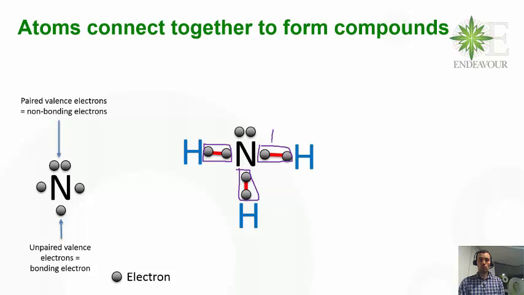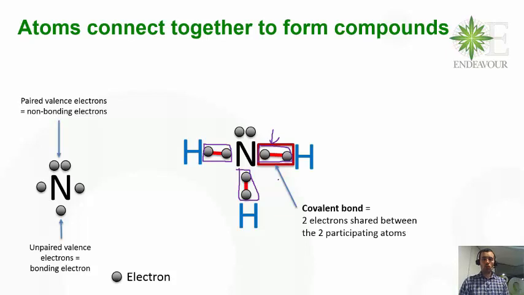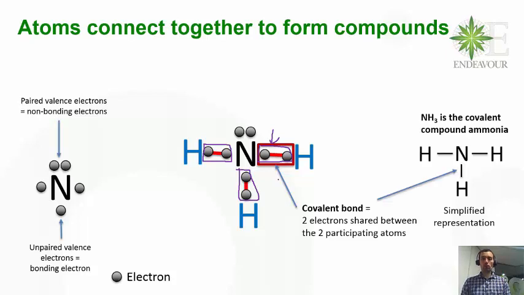So these two electrons here are going to be shared between this nitrogen and this hydrogen, just like these two will be shared between this hydrogen and this nitrogen. So instead of drawing it out like this every single time, showing the electrons as circles, where we have two electrons being shared representing a covalent bond, there's actually a simpler representation that we usually write it in.